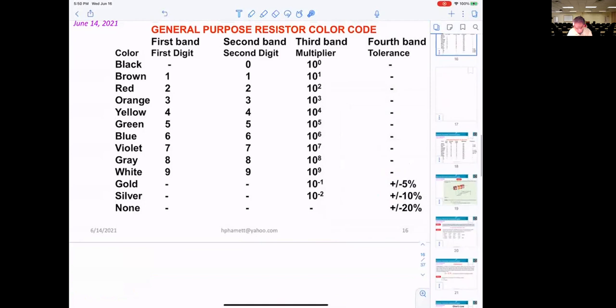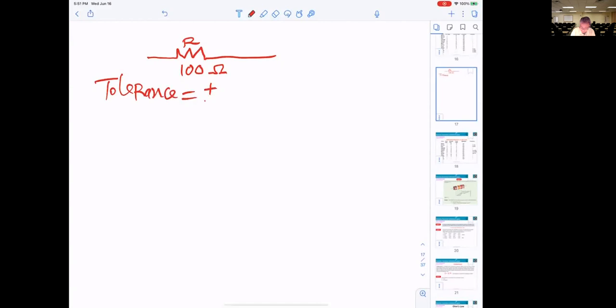Okay, so now it looks like I get the resistance, 100 ohm. If I say the tolerance is plus or minus 10%. That's cool. Now, what does that mean, plus or minus 10%?